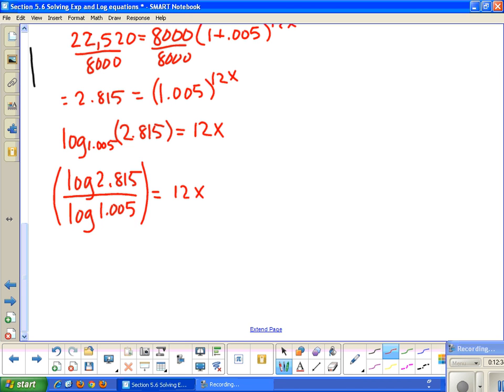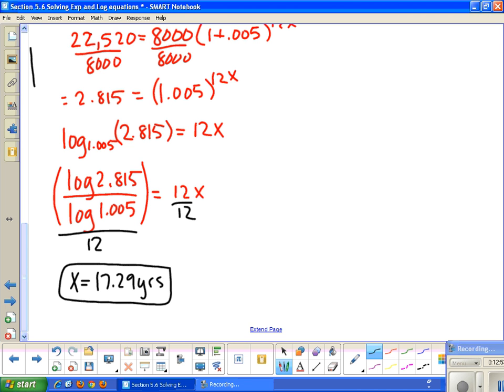After I do all of this in my calculator, then I'm going to divide both sides by 12. And you want to try not to round your answer until the very end. So when you do all of that divided by 12, you end up with x, your time, being equal to 17.29 years. You could also check that by plugging it into your calculator and seeing if you get the intersection. Right here, I could solve that a different way.